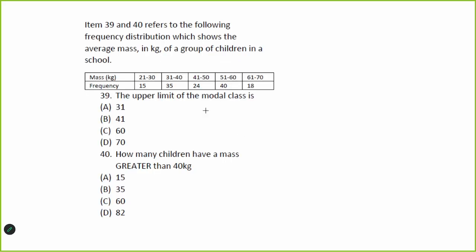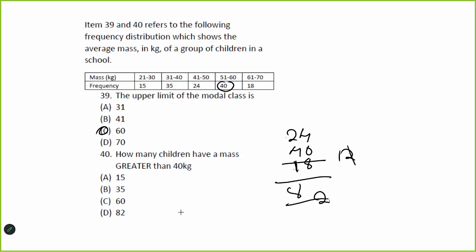Upper class limit is modal class limit. Upper modal class, most popular is 40. Upper would be 60. Right? Not the lower, the upper is 60. How many children has a mass greater than 40? Greater than 40, that would be 24, 40, and 18. So 24 plus 40 is 64, and 64 plus 18 is 82.